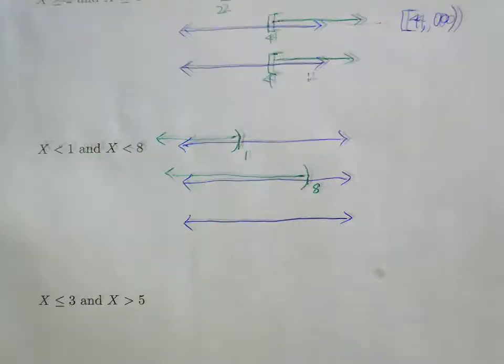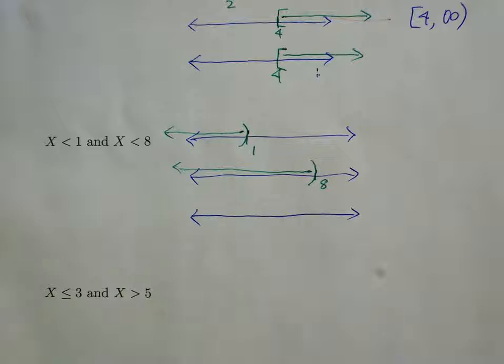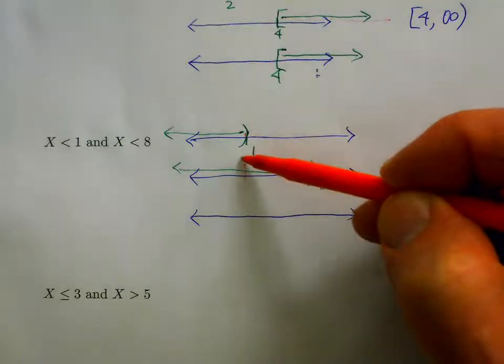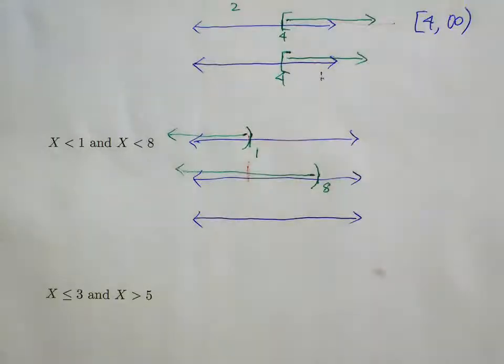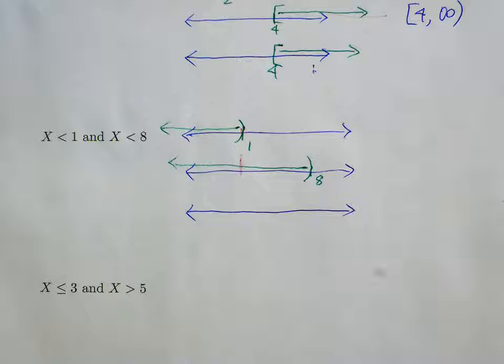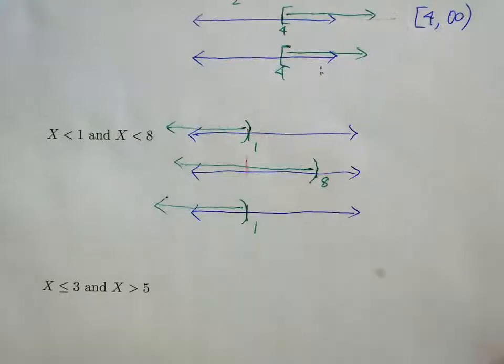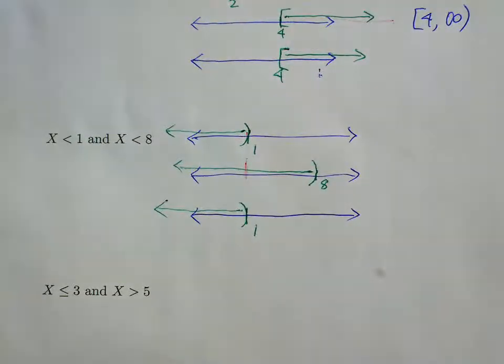What's the overlap for this one? The only overlap is to the left of 1, right? That's only where they overlap. Okay, so the overlap is to the left of 1. That's the intersection. So the algebraic notation is x is less than 1. That's it. That's the algebraic notation.